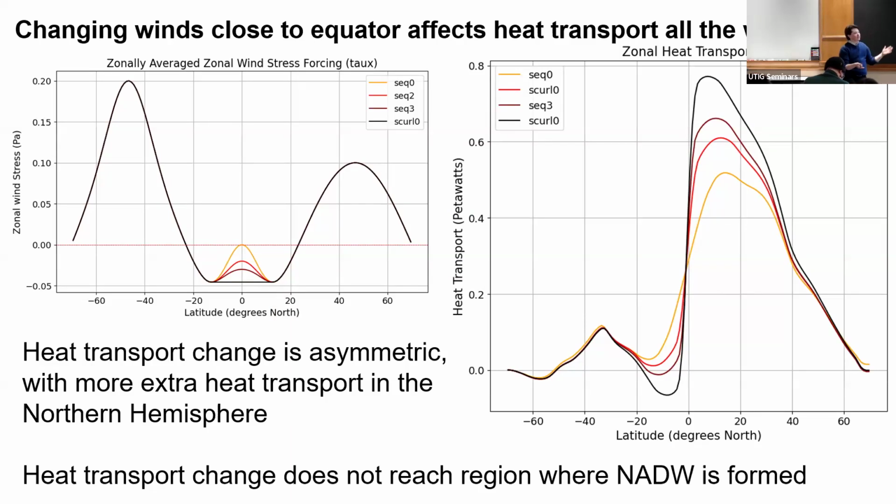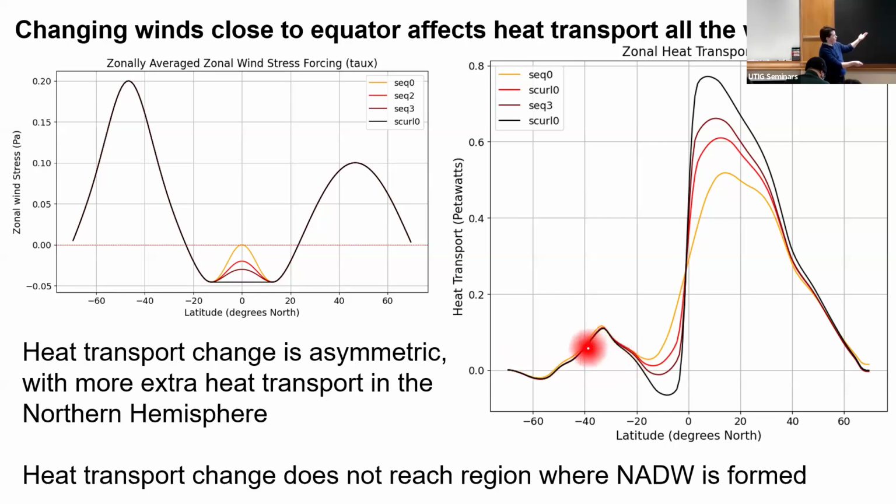So yeah, we're going to change the winds close to the equator, and we're going to look at how that affects heat transport in our idealized model. And so this is what heat transport looks like in our idealized model. So this is heat transport versus latitude. And you'll notice, right, this is supposed to represent the Atlantic.